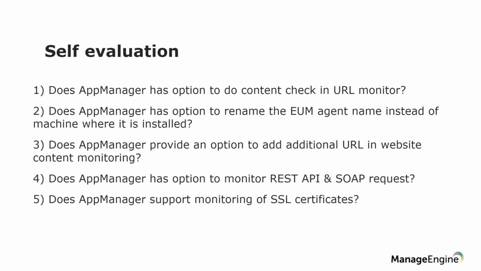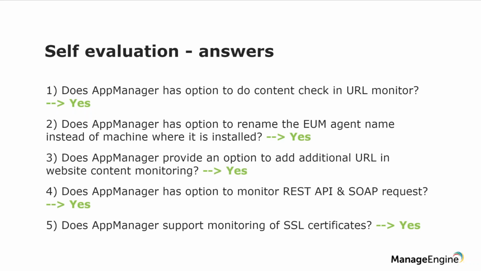All right, so let's see the answers. Here you go. Hope you might have got all right. So the first question, does App Manager have an option to do content check and URL monitoring? Yes, we do. Does App Manager have an option to rename the end user monitoring agent name instead of machine name? Yes. Does App Manager provide an option to add additional URL in website content monitoring? Yes. Does App Manager have an option to monitor REST API and SOAP request? Yes, we do. Finally, does App Manager support monitoring of SSL certificates? Yes, we do.